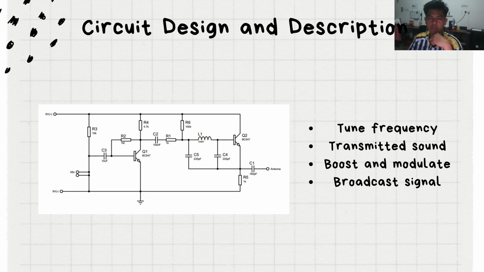of the AM transmitter consists of an inductor and capacitor, also known as the tank circuit, to determine the frequency of the AM circuit. So this can be called the tuned frequency.